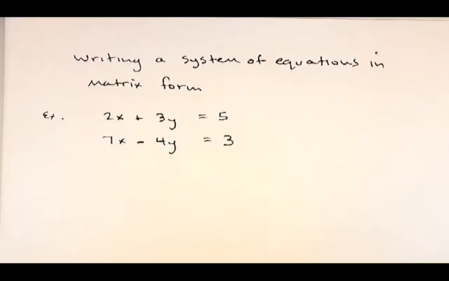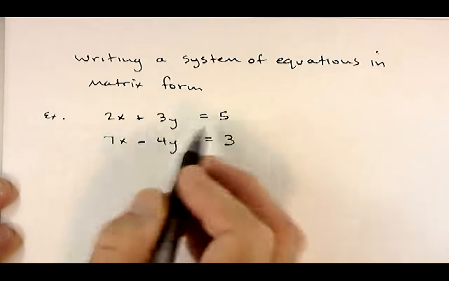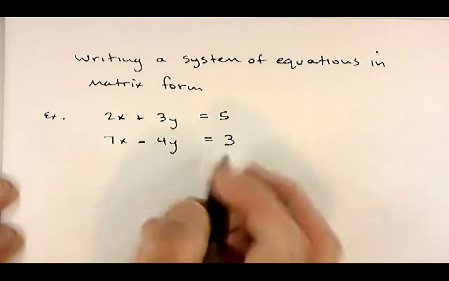Okay, so we're going to study the next section, which has to do with matrices. Before we get into the specific problems, I just want to show you something helpful. Now that we know how matrices work, in particular matrix multiplication, one of the things we can do is take a system of equations like this, 2x plus 3y equals 5, 7x minus 4y equals 3, and write it in matrix form.